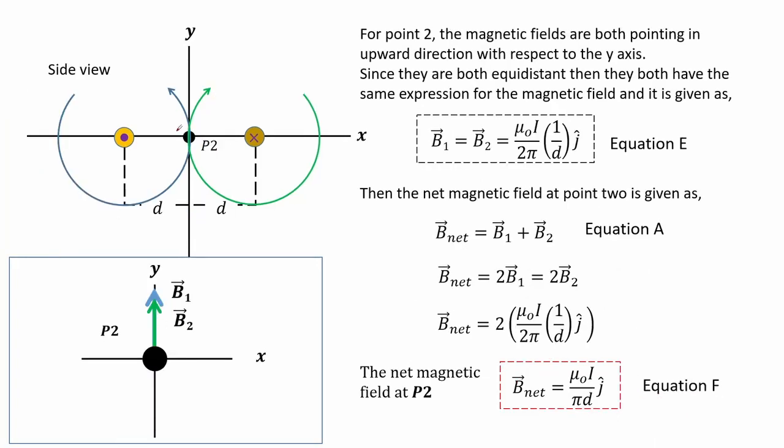For point 2, the magnetic fields are both pointing in upward direction with respect to the y-axis. Since they are both equidistant, then they both have the same expression for the magnetic field and it is given as equation A. Then the net magnetic field at point 2 is given as equation F.